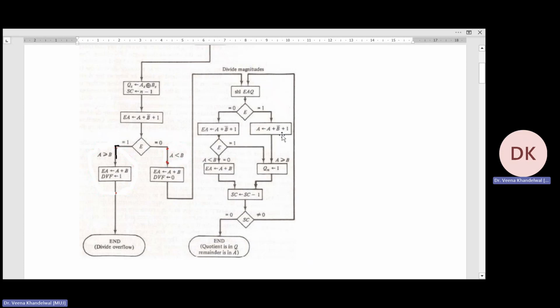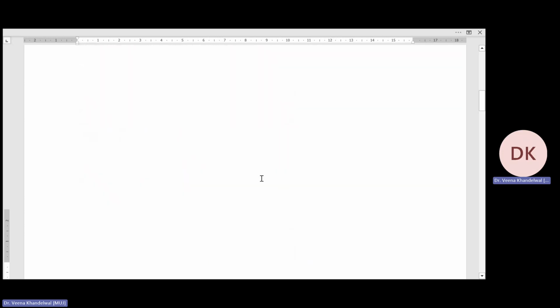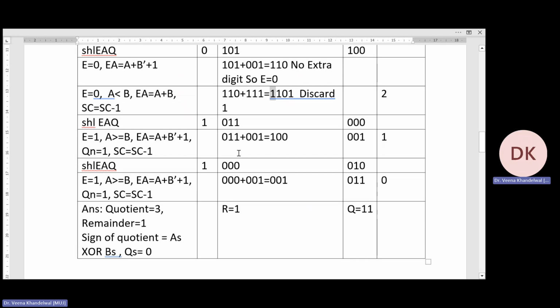Then if E is initially 1, then what do we confirm? That A is greater than B, and we make Qn is equal to 1 and decrement the value of the counter. So here the value of Qn is made 1. This 0 was converted to 1, and the value of counter 2 was decremented to 1. Once another cycle of this division operation is completed, once again we move to the top and perform the shift left. After performing shift left, this one is moved here, these two zeros, and this 0 is moved here. This 0, 1 remains here, and we have added an extra 0.